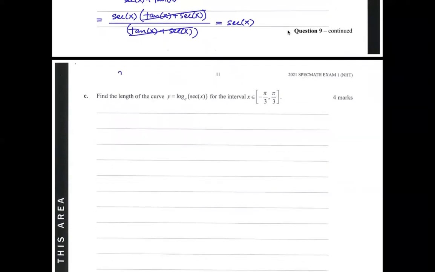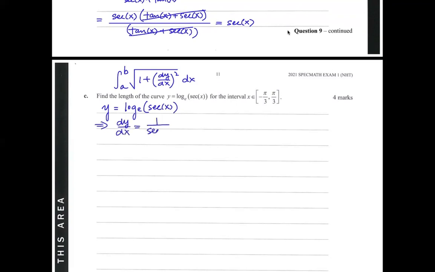Length of the curve has the formula a to b square root of 1 plus dy over dx squared dx. So now we are going to find dy/dx first. Log e secant of x. The derivative of that will be 1 over secant, but remember you have to multiply 1 over secant by the derivative of secant. So it's secant x tangent x from part A. So now your dy/dx is just tangent x.